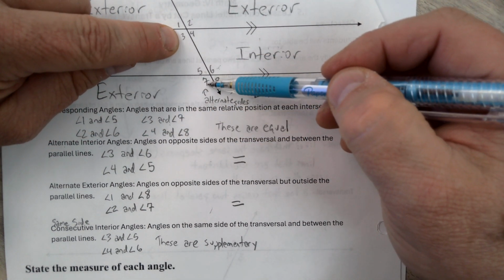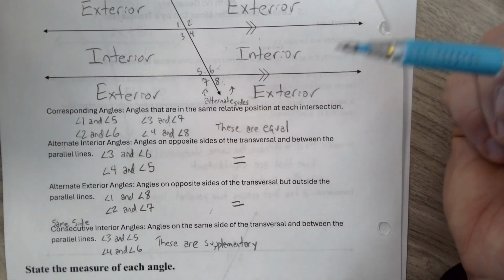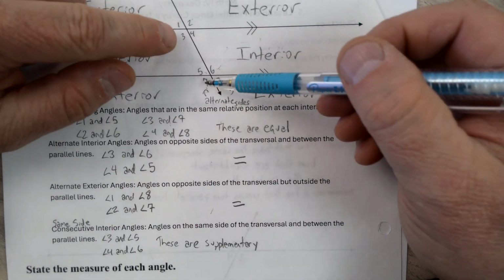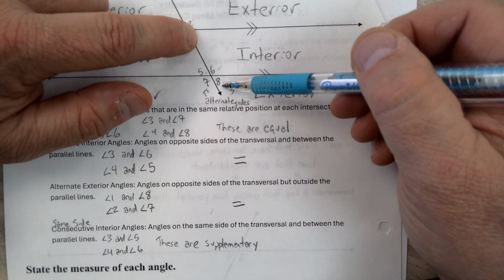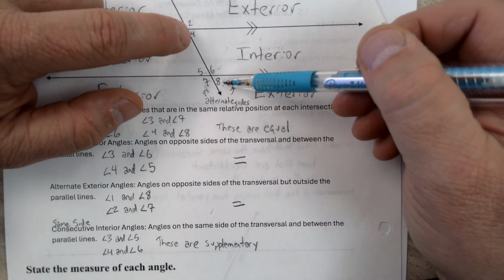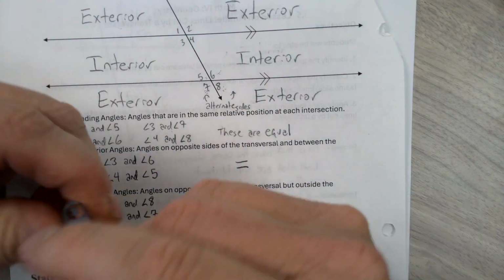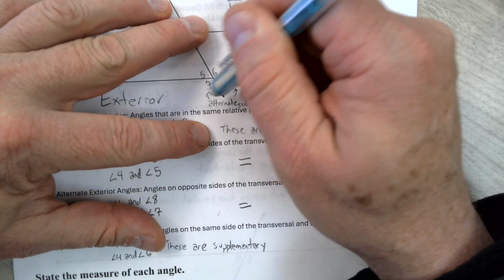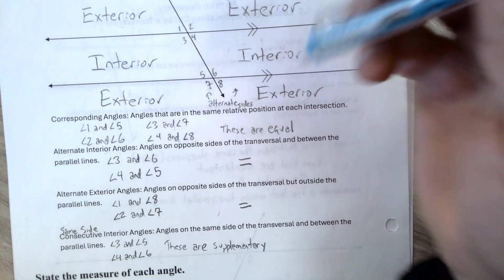3 and 7 are bottom left. 4 and 8 are bottom right. So once again, they're corresponding, and they are equal. 3 and 7 are both obtuse, so they're equal to each other. 4 and 8 are both acute. So this principle of them being equal to each other, we already know because they're both acute and both obtuse, those pairs.